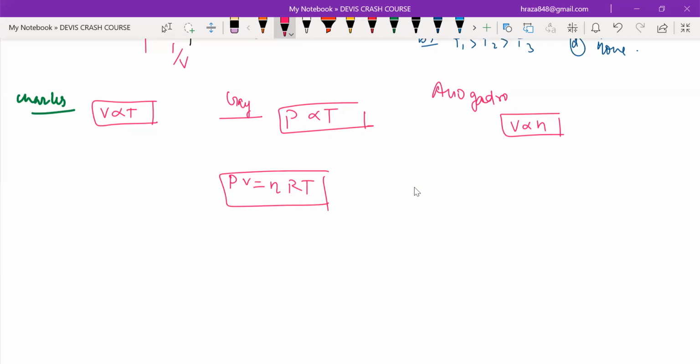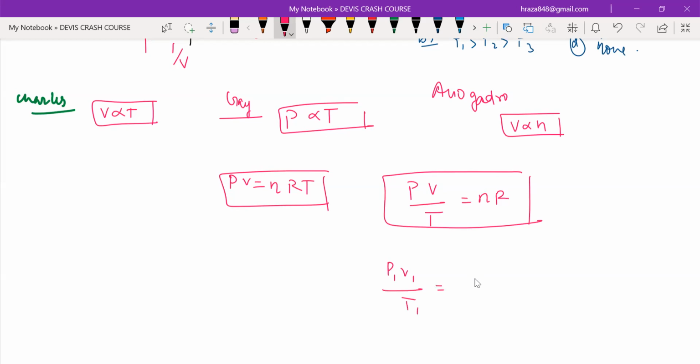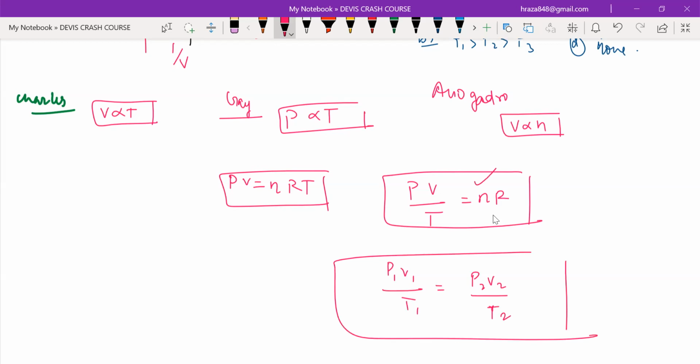And you know that PV upon T is equal to nR. So there will be a formula P1 V1 upon T1 is equal to P2 V2 upon T2 when the number of moles is constant. When the number of moles is constant, n and R are also constant. Then P1 V1 upon T1 is equal to P2 V2 upon T2.